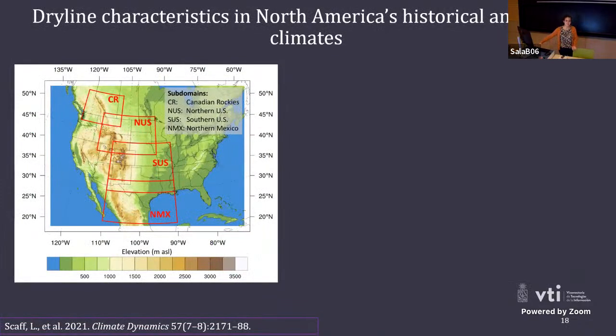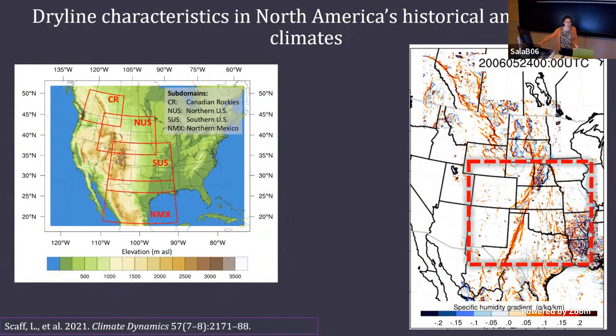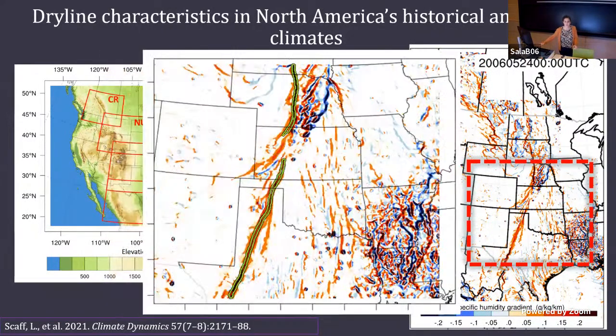Anyways, we did the experiment and we ran these 4 separate subdomains across the simulation. And this is an example of how the algorithm selects the dry line. The green contour is where we identify the dry line as an elongated feature with a meridional gradient, with certain characteristics in the moisture field and temperature.